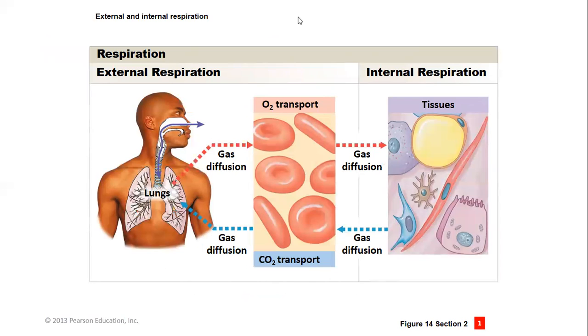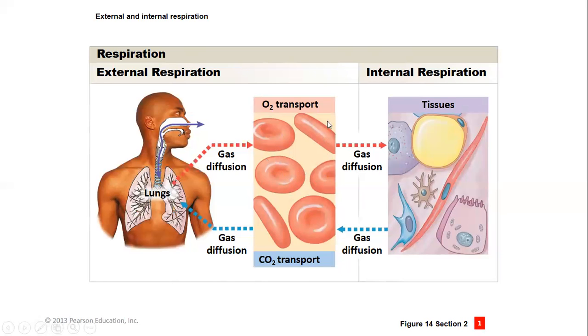And external respiration, here's an overview slide. External respiration, again, is happening at the lungs. Oxygen is diffusing from the air that you breathe in into the arterial blood, into red blood cells, and carbon dioxide is being transported out of those red blood cells into the alveoli to be breathed out, right? So follow the red oxygen and the blue carbon dioxide.